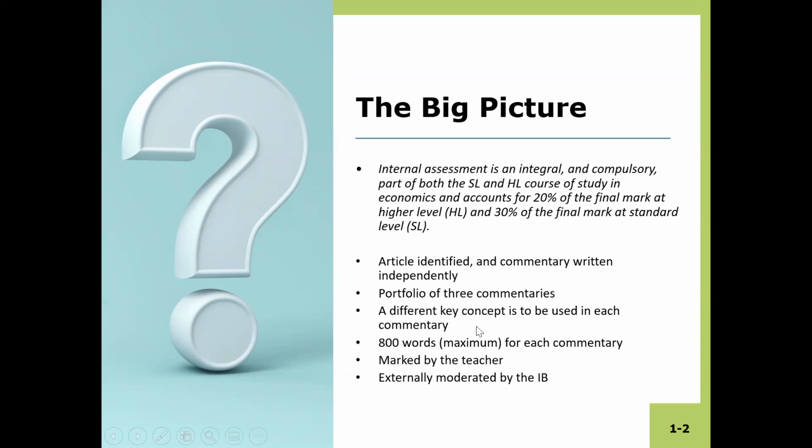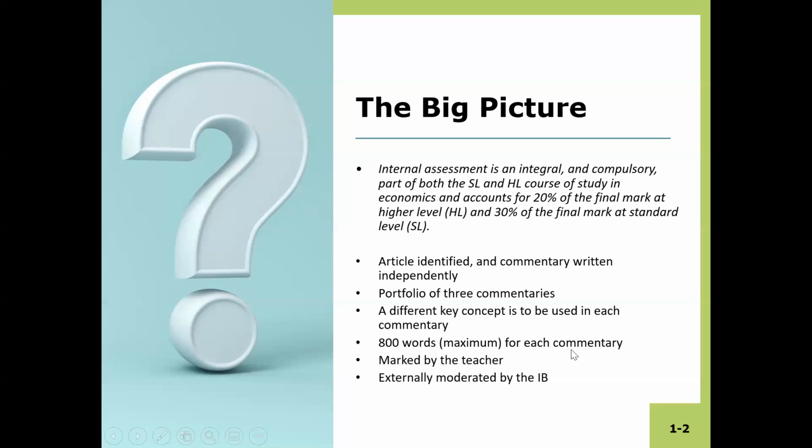We haven't talked explicitly about these concepts since the start of the course, but essentially our concepts are the likes of scarcity, efficiency, equality, equity, and so on. You have to use these different concepts when you are explaining your IA, and you have to use a different one in each commentary. More about that later. 800 words maximum for each commentary.